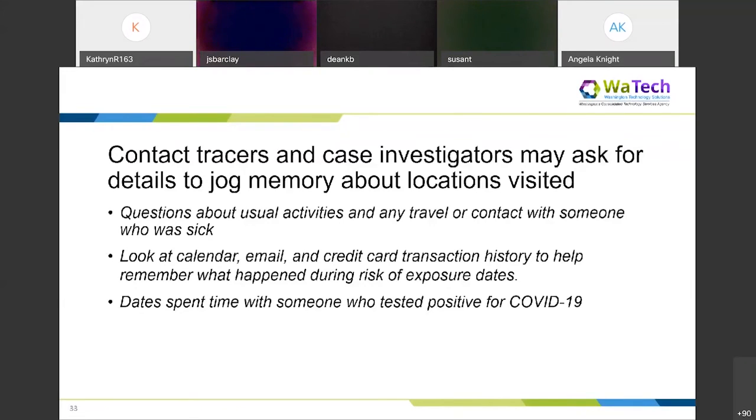I did want to note that there are 2 data elements of personally identifiable information in that list that public health officials will ask for, and that's date of birth and health information.